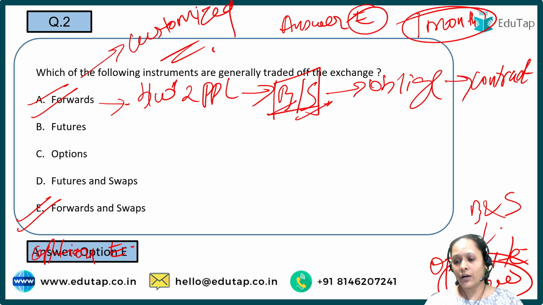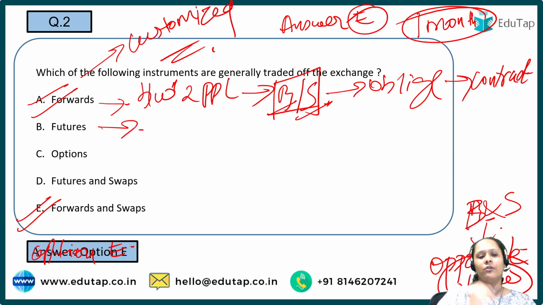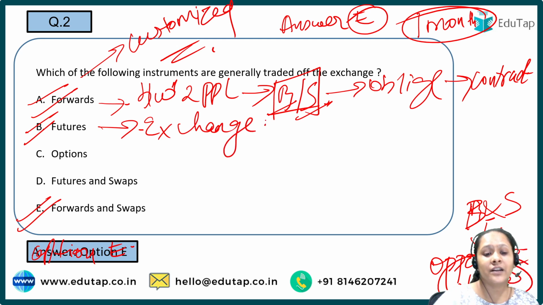Now, what happens in a futures contract? A futures contract is similar to a forward contract, but the only difference is that these futures contracts are traded on an exchange, which means they are exchange regulated and they cannot be customized.